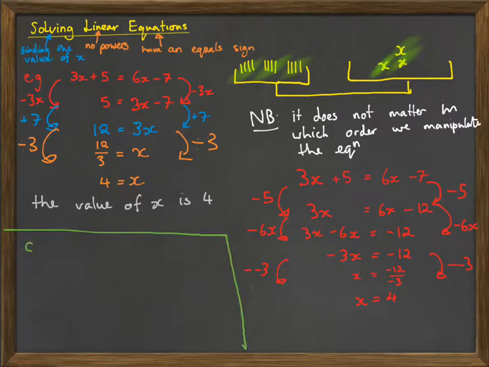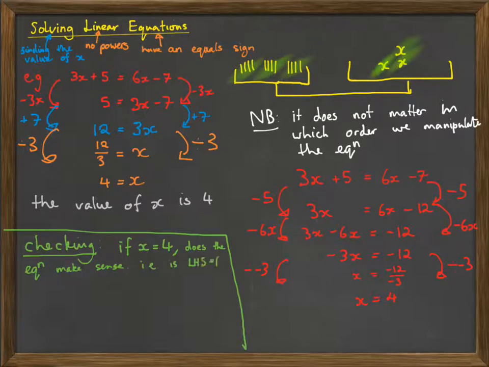So if you're not sure about an answer, you can always check it. What do I mean by checking it? Well, if x is 4, does the equation make sense? So that's what it means by checking. If the x is 4, does the original equation make sense? In other words, is the left-hand side equal to the right-hand side in the original equation?